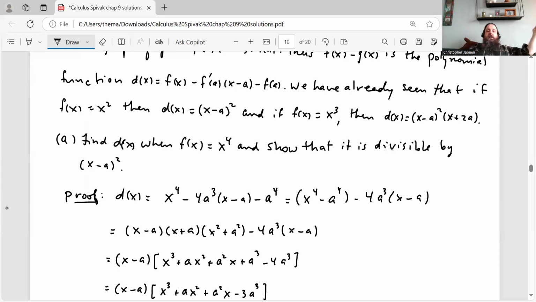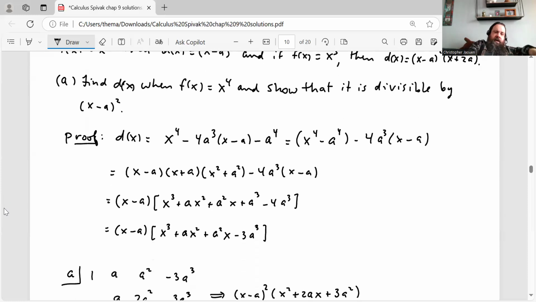Part A says find d of x when f of x is x to the 4 and show that it is divisible by (x minus a) squared. So I just wrote everything out here.